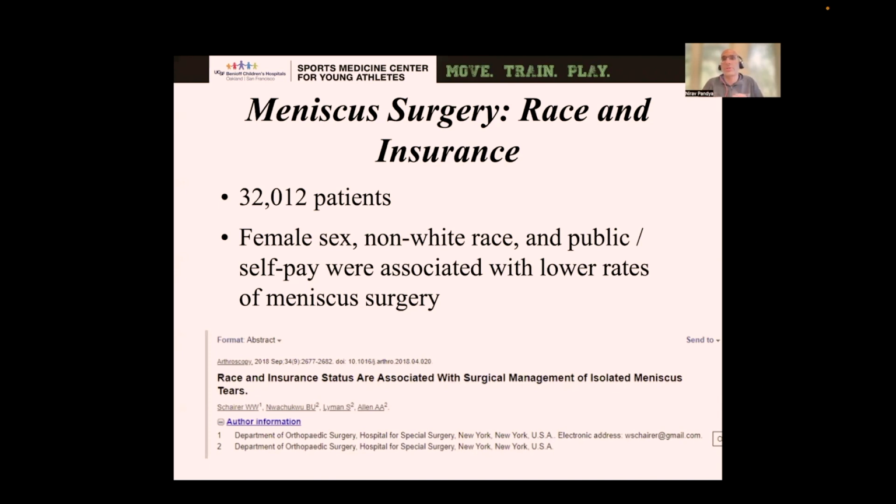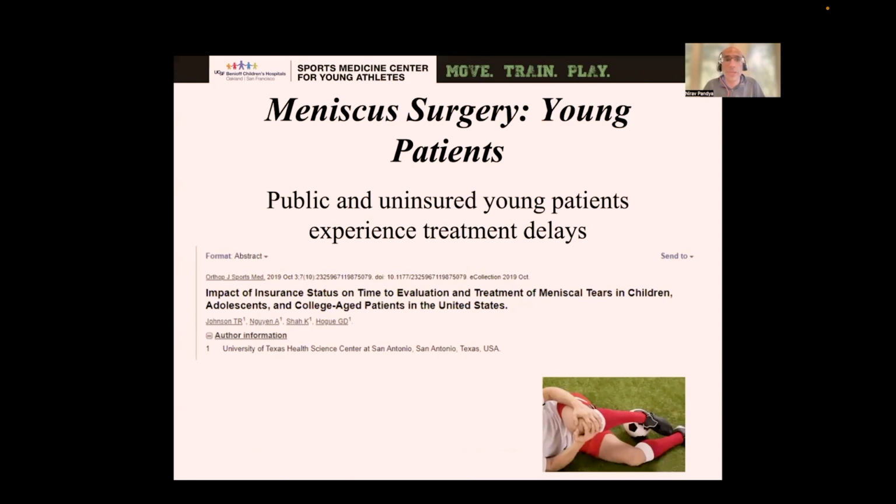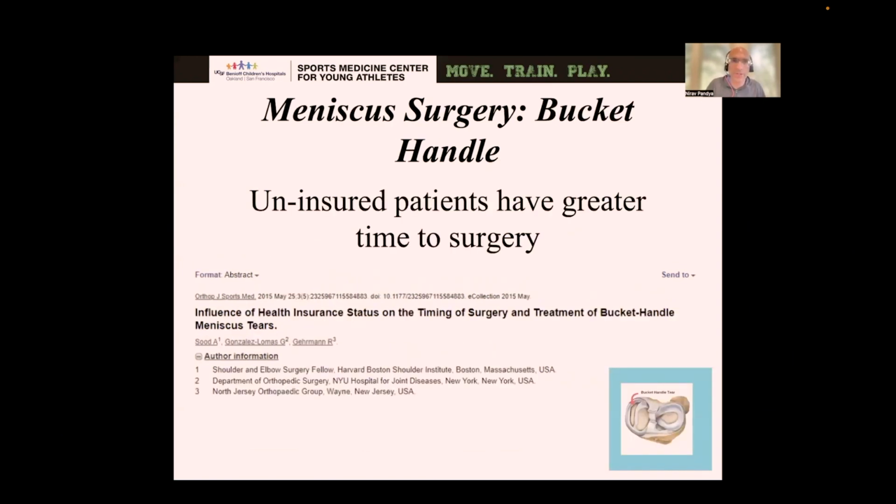They were more likely to be told, quote unquote, to be treated non-operatively, even though they may potentially not have been doing well. This is looking at young patients, and we found that public and uninsured young patients experienced treatment delays. This is looking at the impact of insurance status on time to evaluation and treatment of meniscus tears in children, adolescents, and college-age patients. And even if you had a bucket handle tear, which is a very clear indication for subacute surgery that you need to have done, uninsured patients had a greater time to surgery.